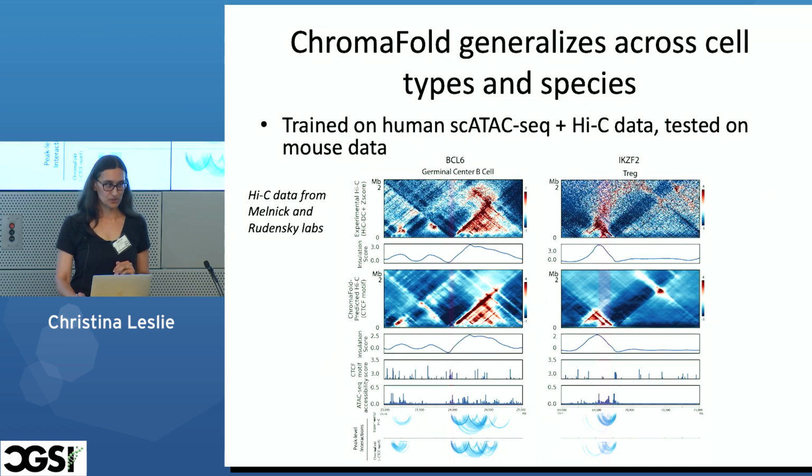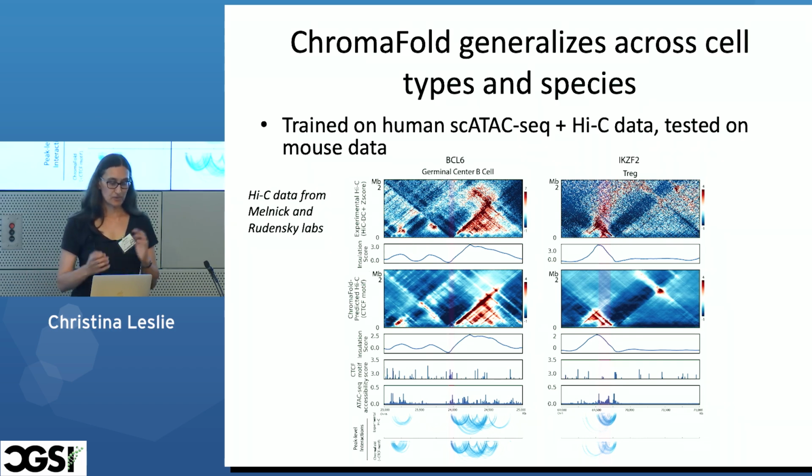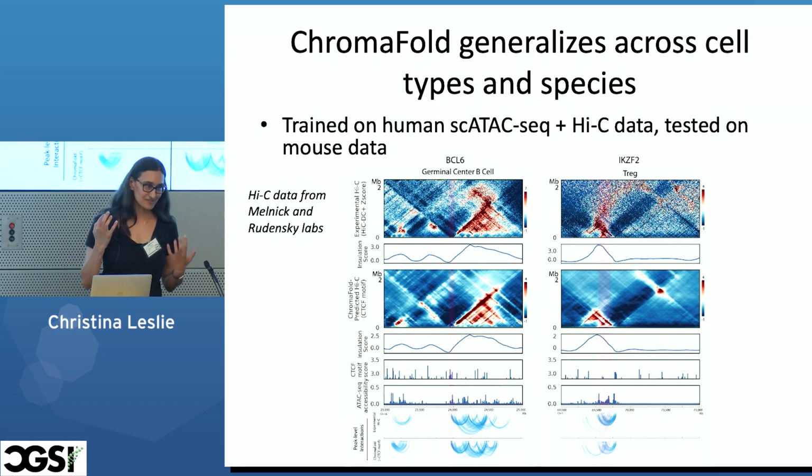You can also go to a new genome. We take these models that are trained on human cell line data, and we predict in mouse. And we happen to have very wonderful collaborators who are generating data that is very difficult to generate and is high quality. Here, what I'm showing you is the ground truth Hi-C in germinal center B cells in the mouse at the BCL6 locus, and that's from Ari Melnick's lab, and from Sasha Rudensky's lab, regulatory T cells at the IKZF2 locus. And this is the prediction.